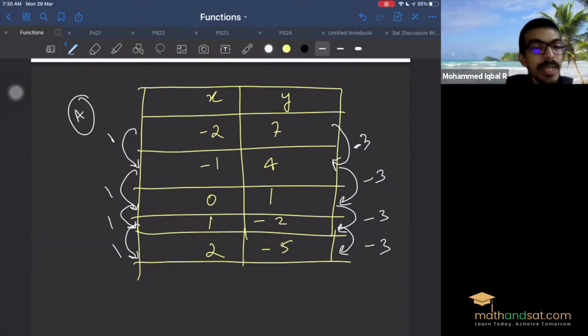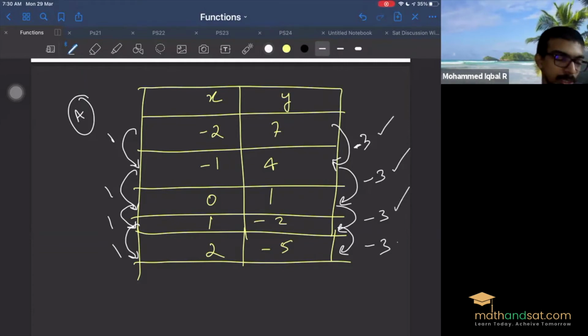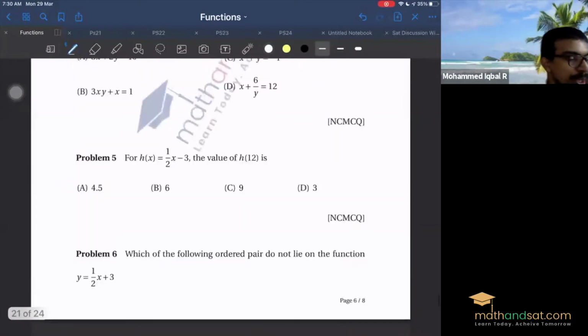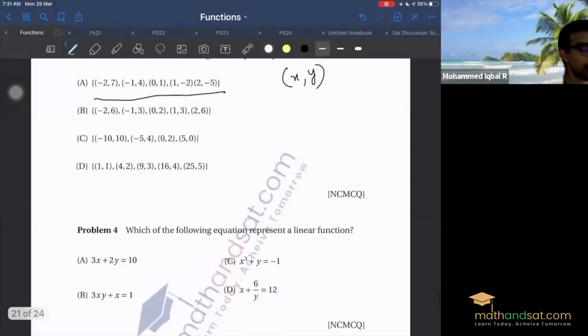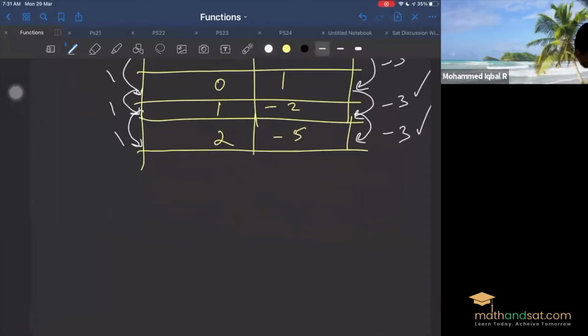Yes, it is a linear function. Why? Because the condition is if you take constant differences in x, the corresponding differences in y have to be constant, the same. It should not change. It's minus 3 here, then it has to be minus 3 here. It has to be minus 3 here, it has to be minus 3 here. That's all. So I'll take one more case and show you that it's not linear.